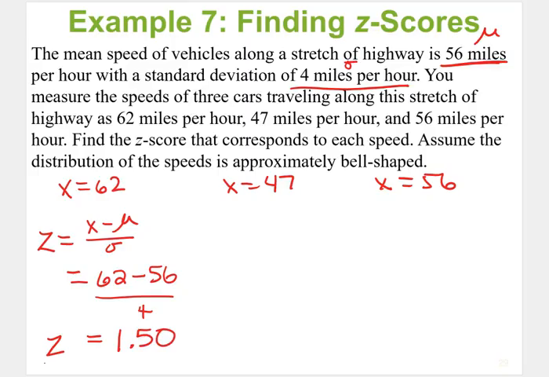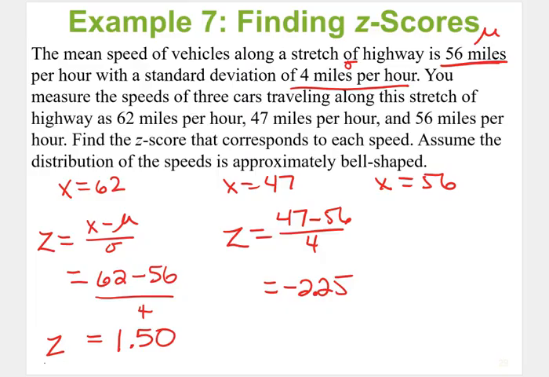So that means the person traveling at 62 miles an hour is 1.5 standard deviations above the mean. That's what that means. Positive, so you're above. All right, let's try 47. Let's find his z-score. So 47 minus 56 over 4, and that gives us a z-score of negative 2.25.